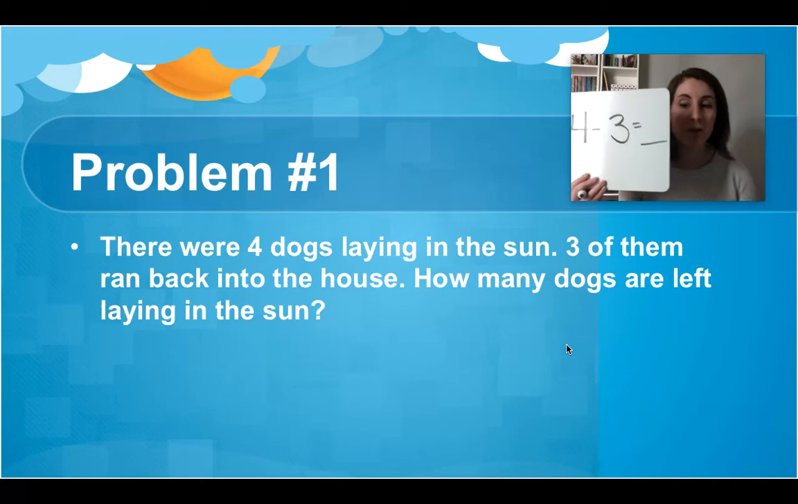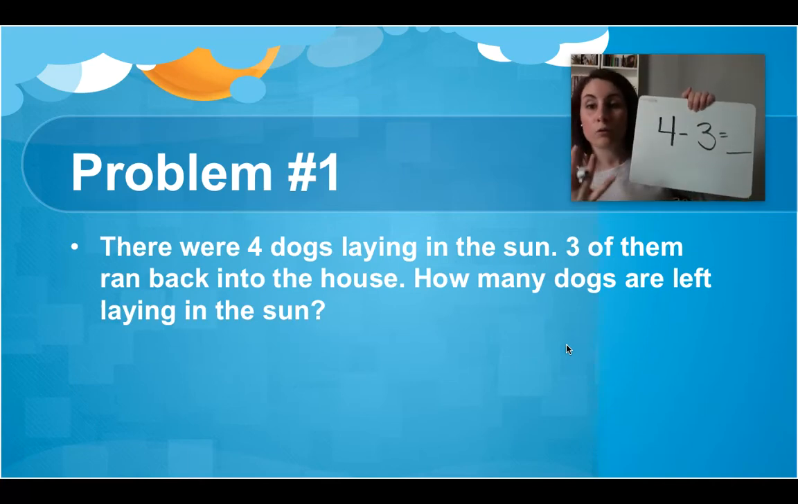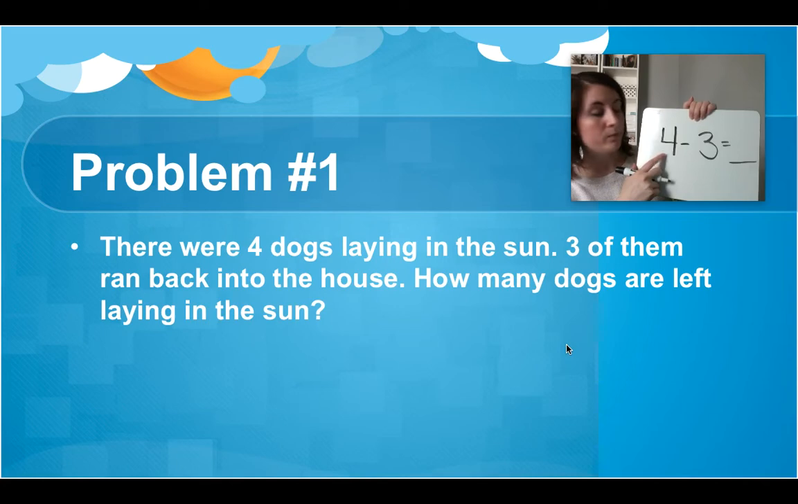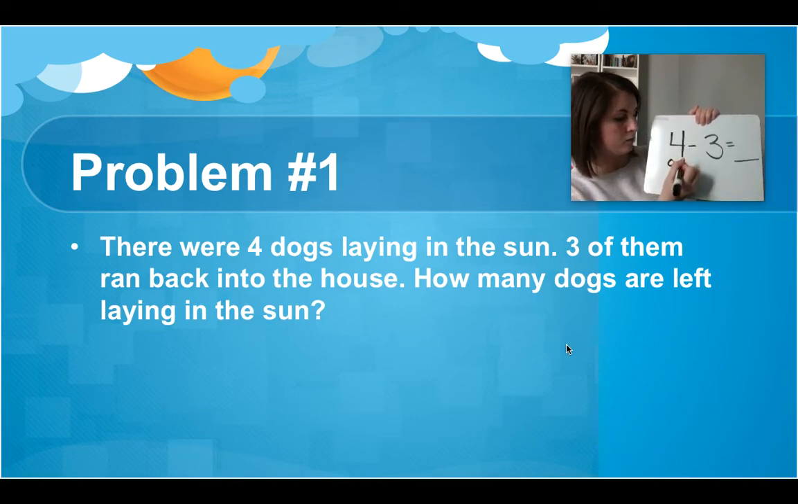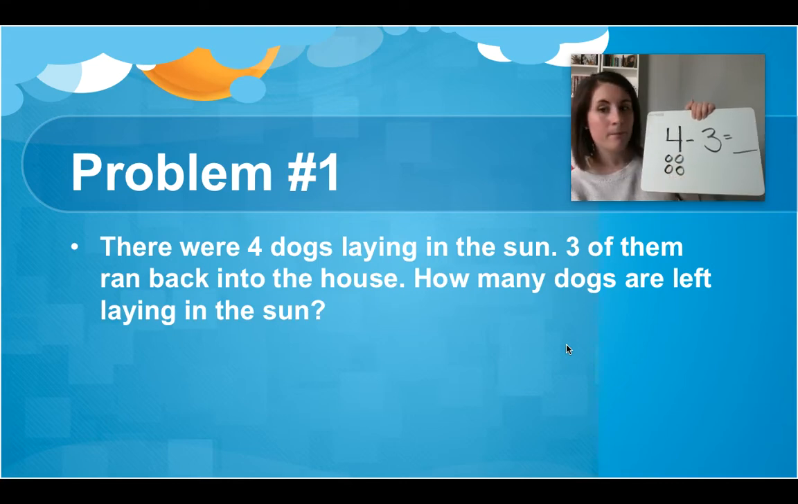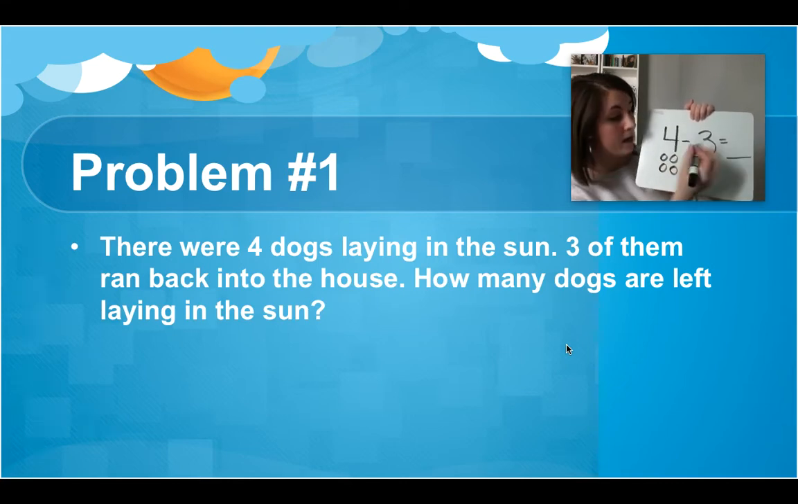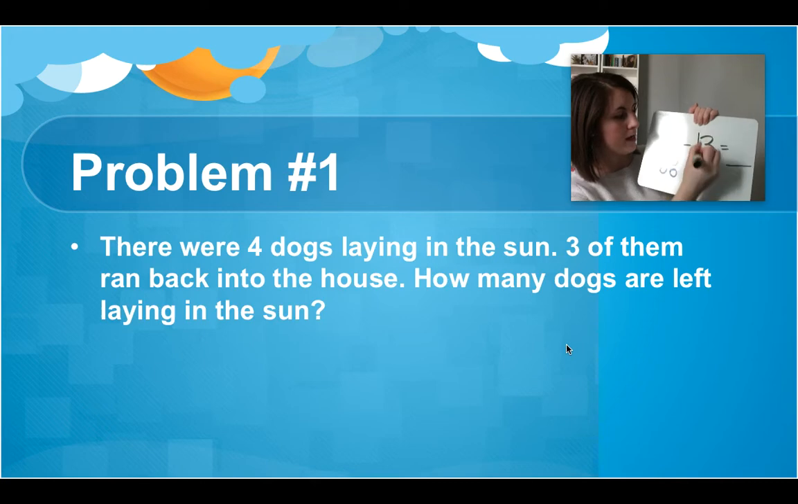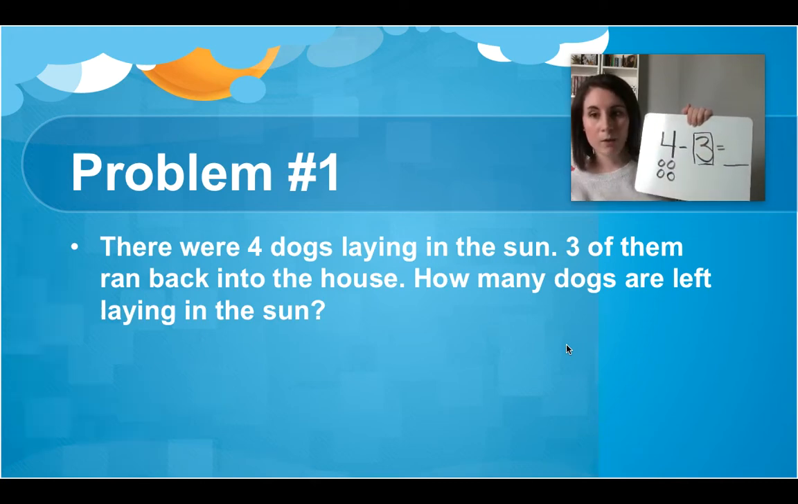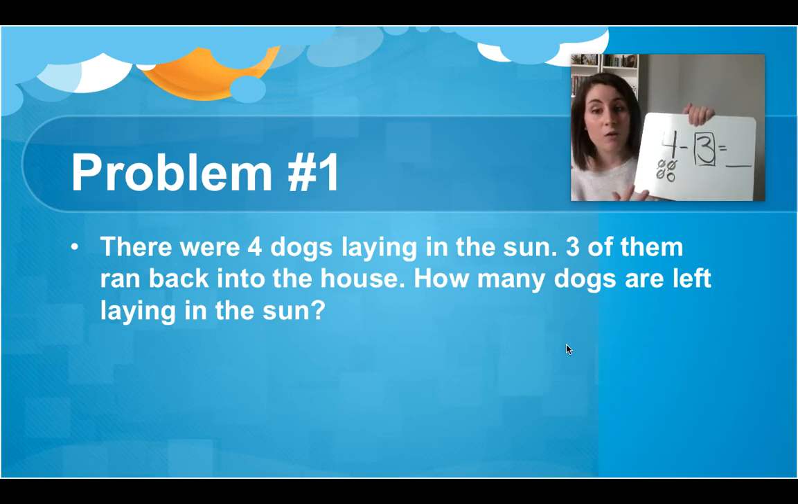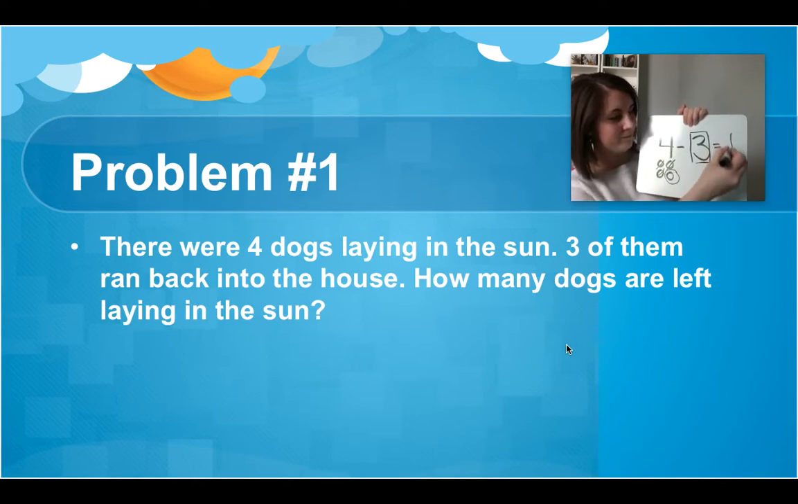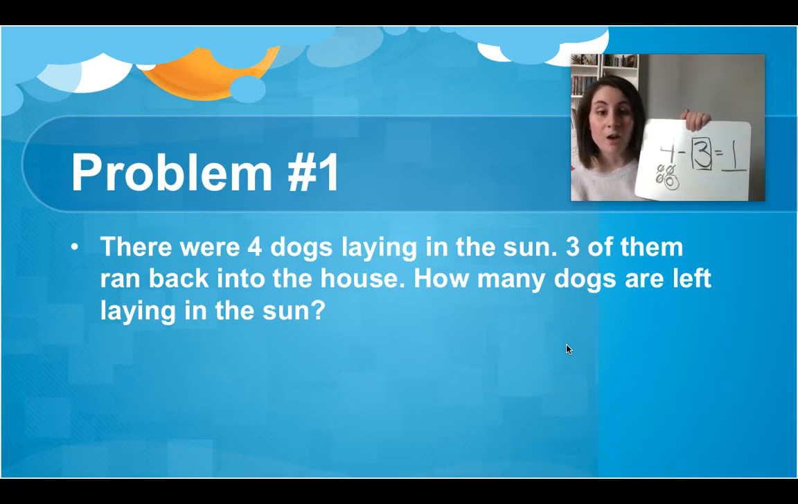This is where it might get a little tricky. Draw your first group, okay? Your first group is 4. 1, 2, 3, 4. How many dogs decided to run away? You can underline it, you can box it, whatever helps you out the most. 3, so cross it out. 1, 2, 3. How many are left over? 1.